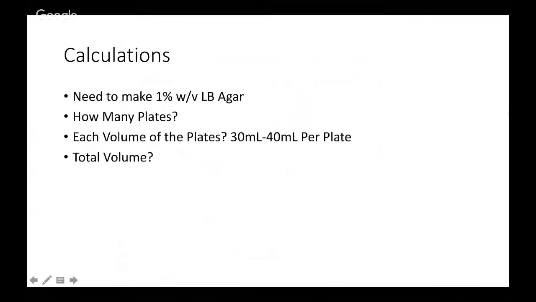Calculations. Okay, so we need to make 1% weight per volume LB agar. Generally, it's 1%. This is the industry standard. If you make them thicker with agar, potentially the organism that you're trying to isolate or cultivate will not grow as well, because maybe the light might not penetrate it or things like that. So 1% is the industry standard for making plates.